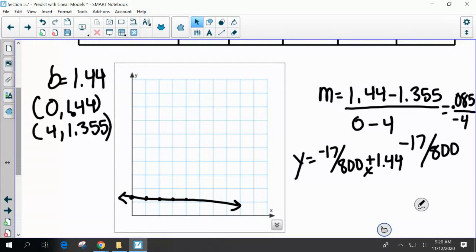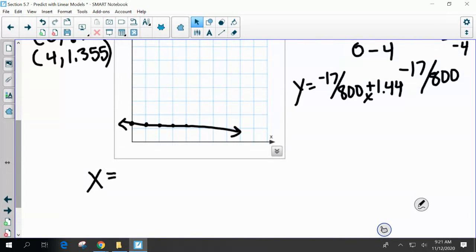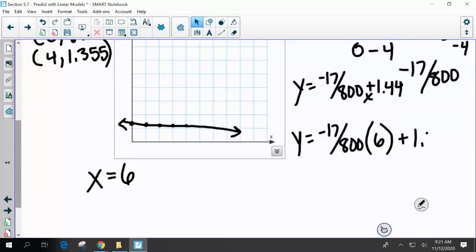There you go. Okay, so the next part is, it says approximate the number of participants in 2003. Okay, so if the year 1997 was 0, what would 2003 be? 6. So basically I'm taking x and plugging in 6 to find y. So y equals negative 17 over 800 times 6 plus 1.44. If I saw that fraction, I would have assumed I got something wrong.